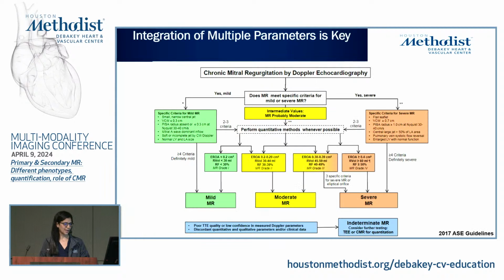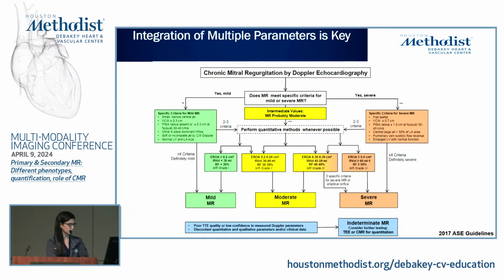And I can't emphasize how important this figure is. It's a bit busy, but it's a good reference for you when you're looking at mitral regurgitation. Sometimes the MR is clearly mild, and sometimes it's clearly severe, and those are the straightforward cases, but a lot of times it's in between, and that's why you want to make sure you try to quantify your MR severity.